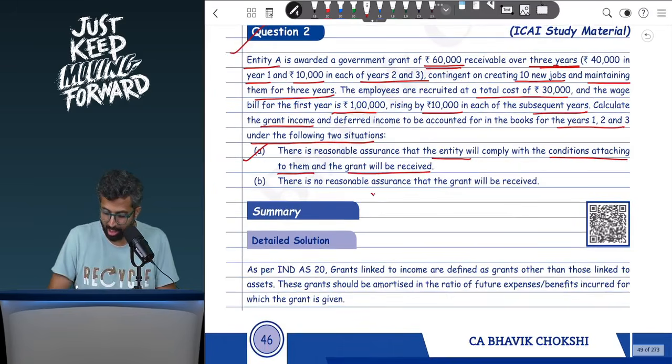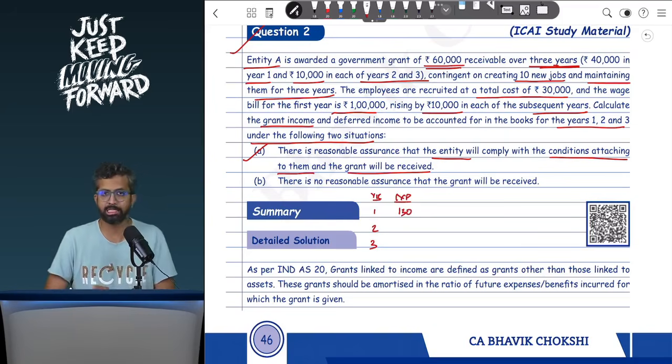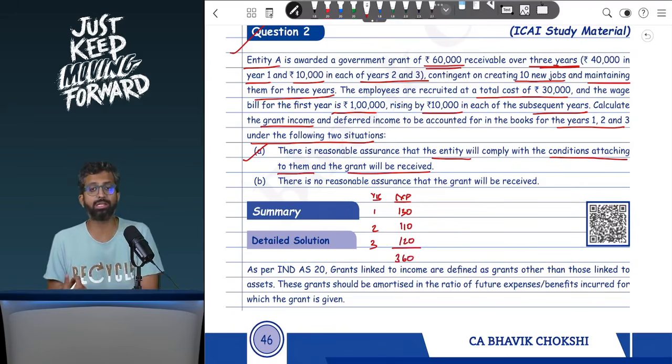So if I look at years 1, 2 and 3, your expenses in the first year will be 30,000 for creating the jobs and another 1 lakh as salary bill. So this is 1 lakh 30. In the second year, there is no further expense to create the jobs, but there is an expense to maintain it. That is a wage bill of 1 lakh 10. And in the third year, again 1 lakh 20. So your total expenses are around 3 lakh 60, for which the grant is around 60,000.